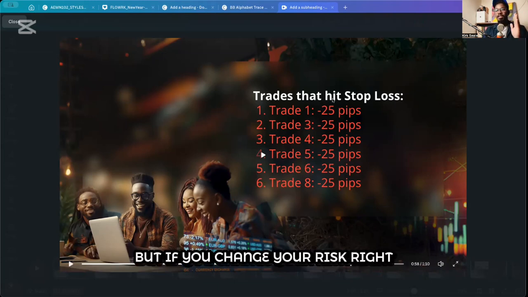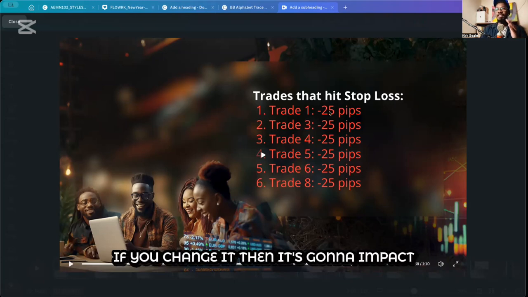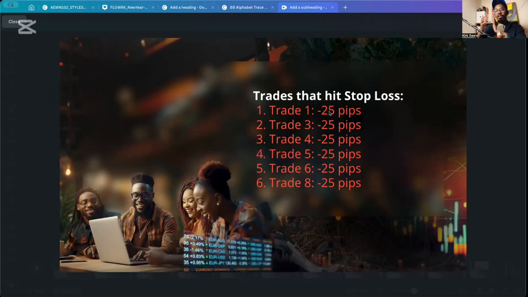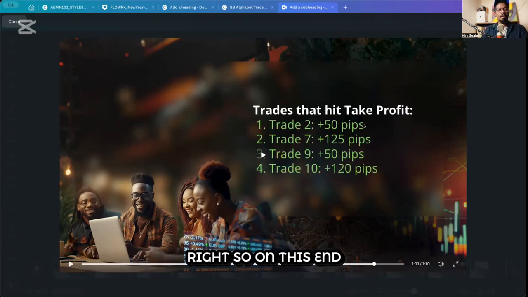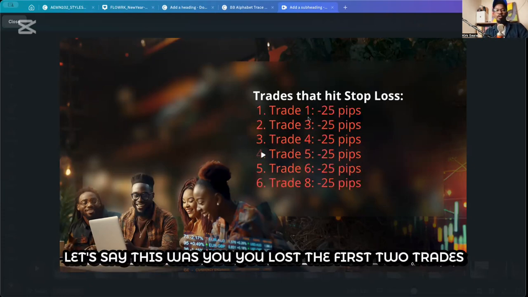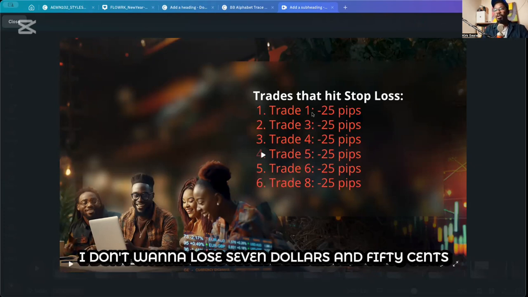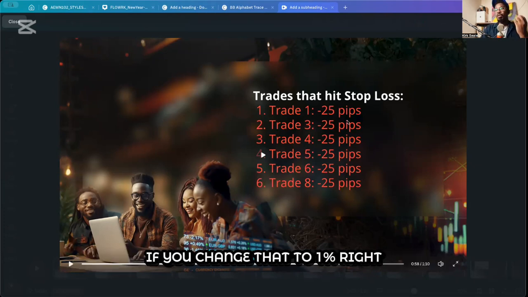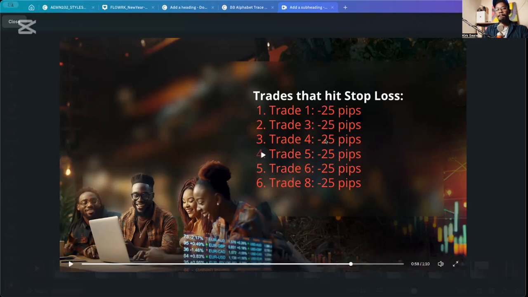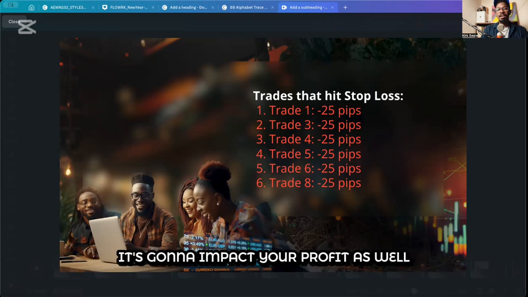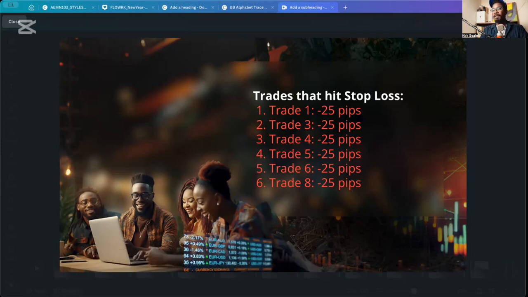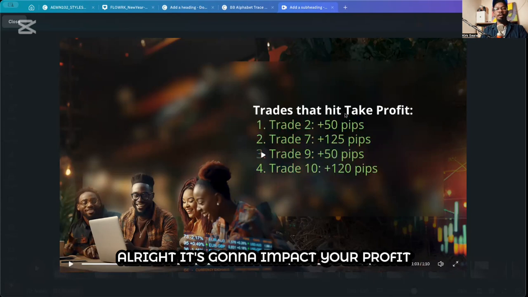But if you change your risk, then it's going to impact your profit as well. So on this end, let's say you lost the first 2 trades and you're like, this 3% thing is crazy. I don't want to lose $7.50. If you change that to 1%, then instead of, I'll do that on another day. But pretty much, if you change your risk, it's going to impact your profit as well.